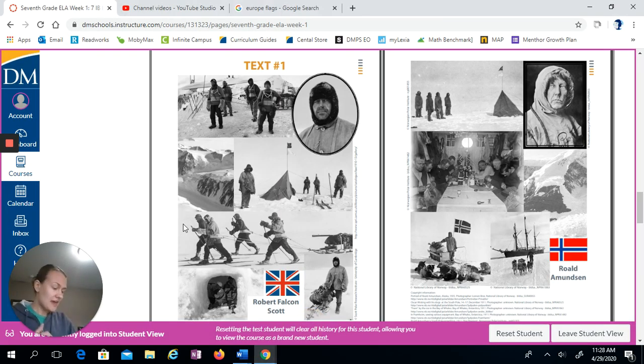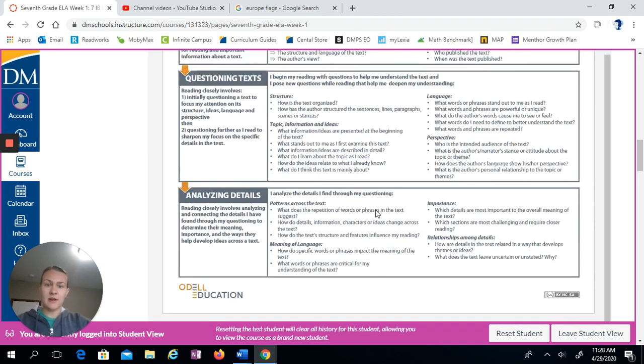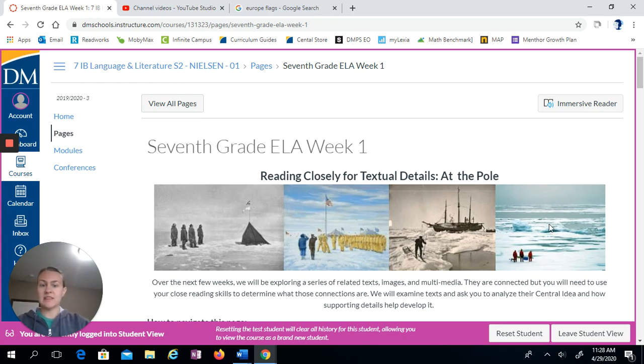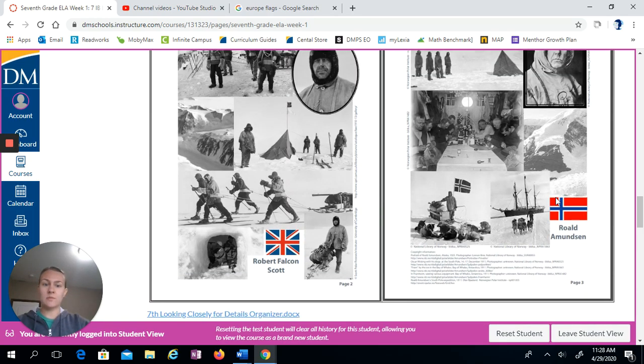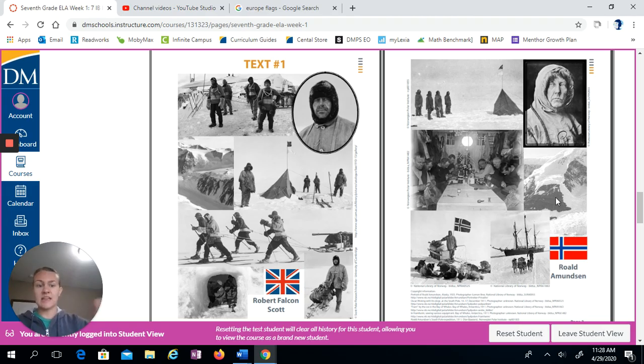I know that it was common for different European countries to fund and send out groups of men, typically men, I should say, to explore areas around the world. So I can assume that these are groups of explorers, okay? And we also talked about how up here, we can already kind of look up here too at the poles. So we can assume that these are groups of explorers at the poles.